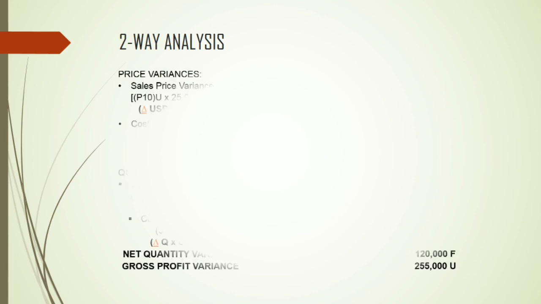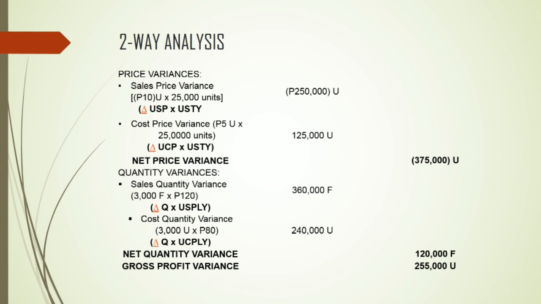So next is the two-way variance analysis. Here we have the price variances. Under price variances, we will be getting the sales price variance and the cost price variance to get the net price variance. So first, let's go to the sales price variance. We will be using the shortcut formula, which is the change in unit selling price times the units sold this year.